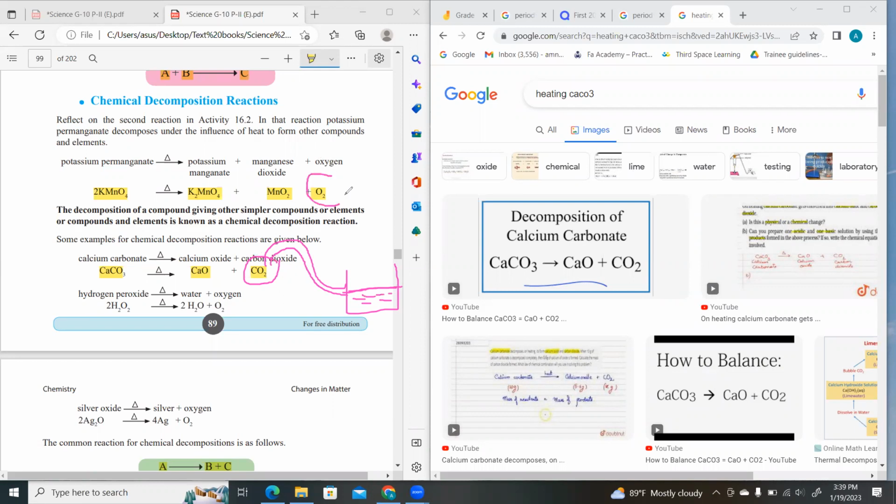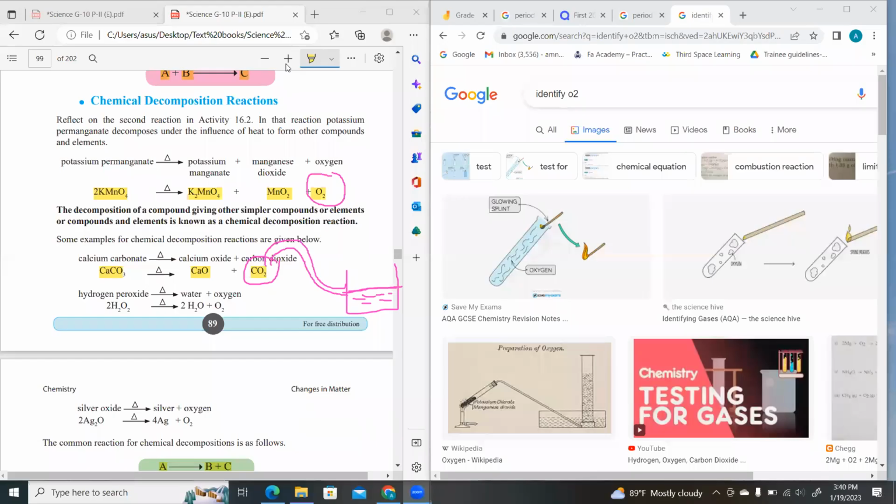How can we identify oxygen? Now let's say a reaction has happened. You need to know whether it has released oxygen, or they might tell you that this happened and ask you which gas it is. So how can we identify oxygen? You can put the answers in the chat. Yes, exactly. I can see the answers, very good. I have shown you a picture as well.